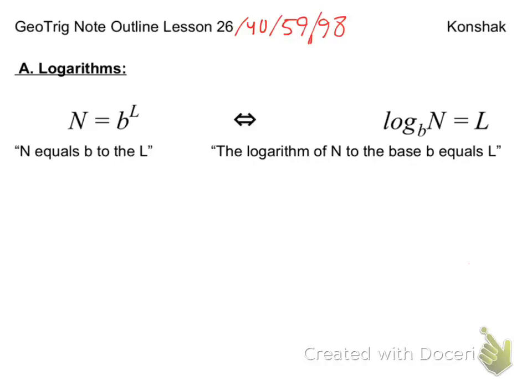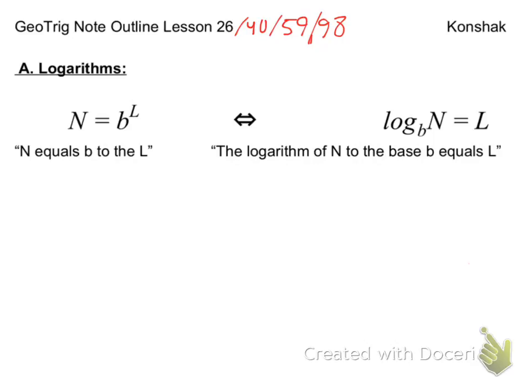GeoTrig, what we're doing today is starting our log. I'll call this a log unit, and it's basically combining lessons 26, 40, 59, and 98. And so we're going to start off with the lesson 26 material. And the lesson 26 material is pretty simple. On this lesson, all we're doing is switching from log form to exponential form.